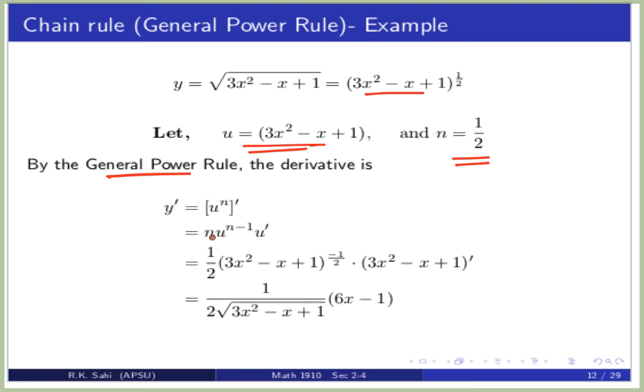Okay, so when you do n times u to the n minus 1, half minus 1 is a negative half. And to write it much more nicely mathematically, we can take the half times the expression 3x squared minus x plus 1 to the negative half, and when you take this expression into the denominator, it becomes a positive half. But to show it more mathematically, you can write it as a square root. And then times the derivative of 3x squared minus x plus 1, which is 6x minus 1. So notice how easy our life is when we apply the general power rule.